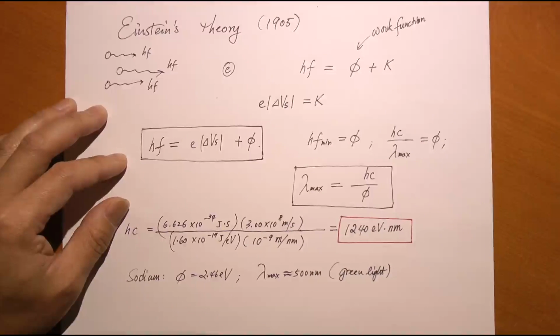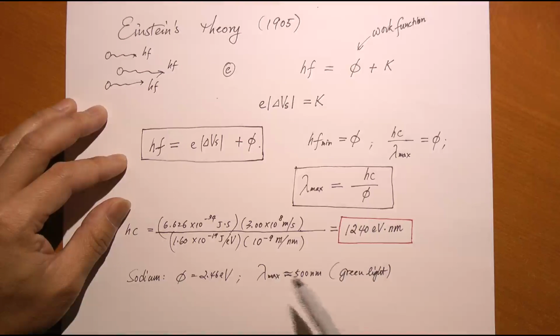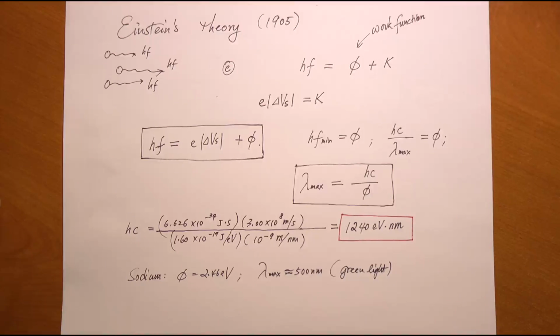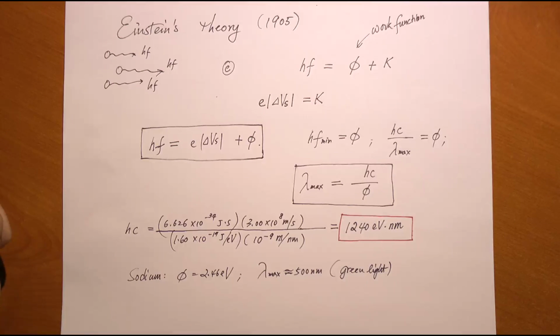As an example, let's use sodium. The work function for sodium is 2.46 eV. There's a table in the textbook that tells you that. And the corresponding maximum wavelength, you can easily do this calculation, is found to be about 500 nanometers, which corresponds to green light. So you can use green light or any light with higher frequency or shorter wavelengths to induce photoelectric effect in sodium. And if you go to other common metals such as aluminum, zinc, and so on, these metals will have a greater work function. And as a result, you'll find that the light in the visible light range can no longer induce photoelectric effect. You have to use a higher frequency light such as UV.